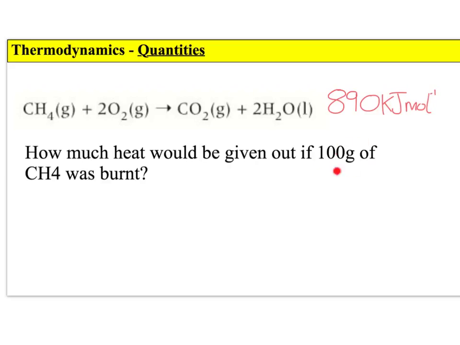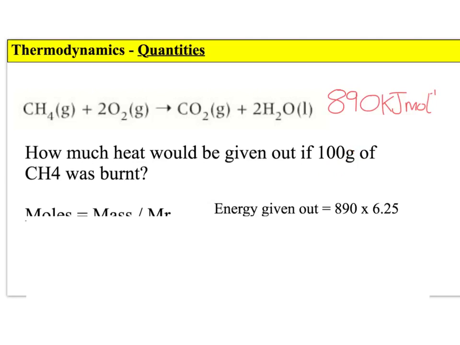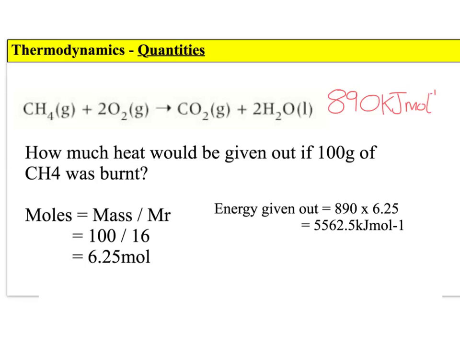So how many moles do we have in 100 grams? Well, you want to work out moles. So moles equals mass divided by Mr. Mass is 100. Mr is going to be 16, carbon is 12 plus 4 hydrogens, so 100 divided by 16. So you've got 6.25 moles.